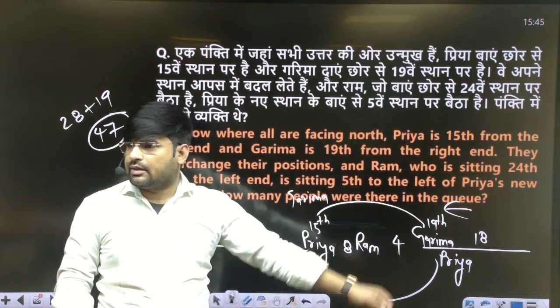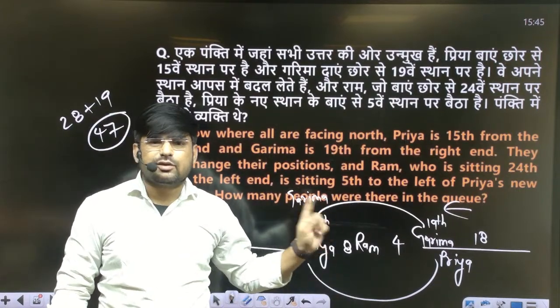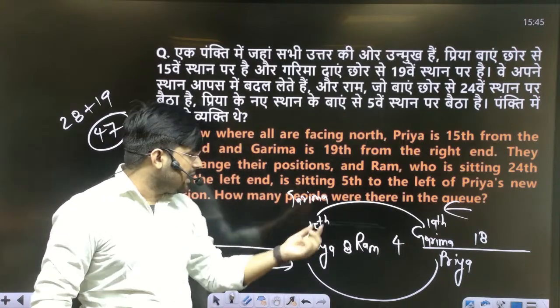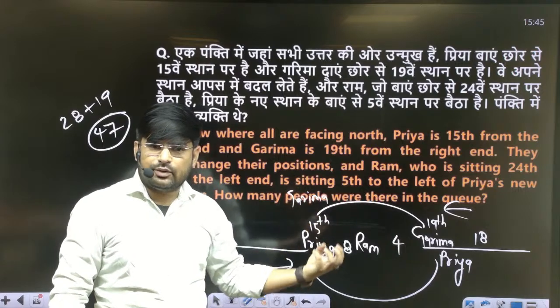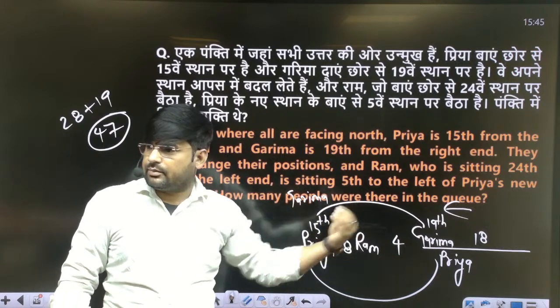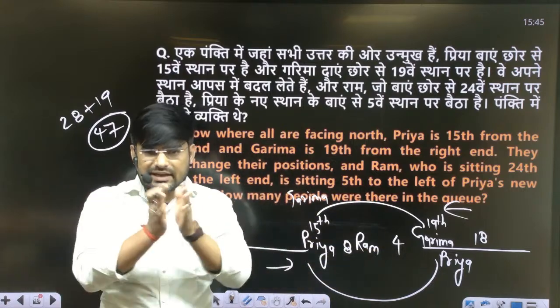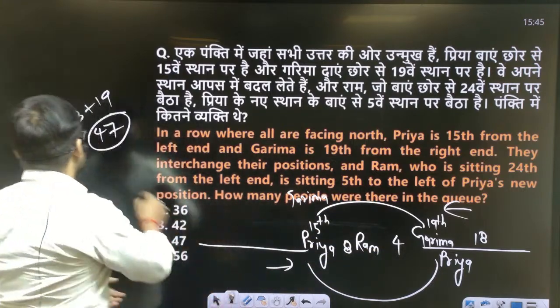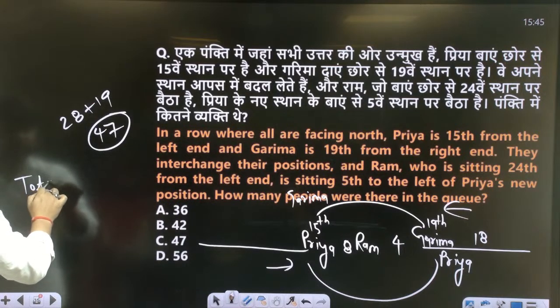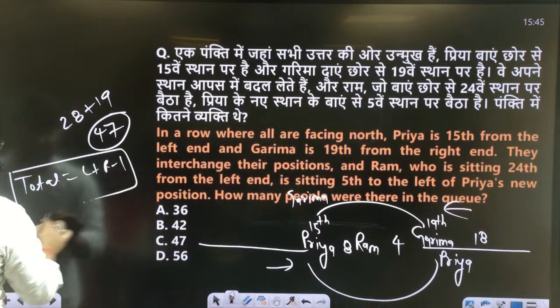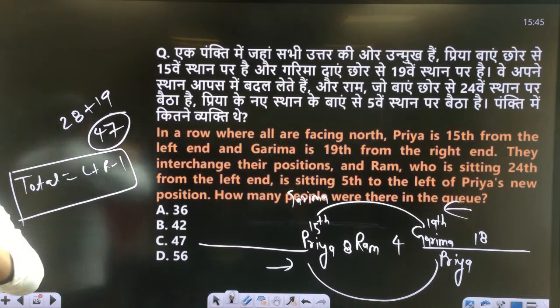You can count all the numbers, but it's not a good way. If you know both ranks of the same person, you have to find Ram's rank from the left and from the right also. And if you know the rank from both sides, you have to add left and right and subtract 1. You have to use this formula: total equals left plus right minus 1. This formula can be used where you know the rank from both sides of the same person.